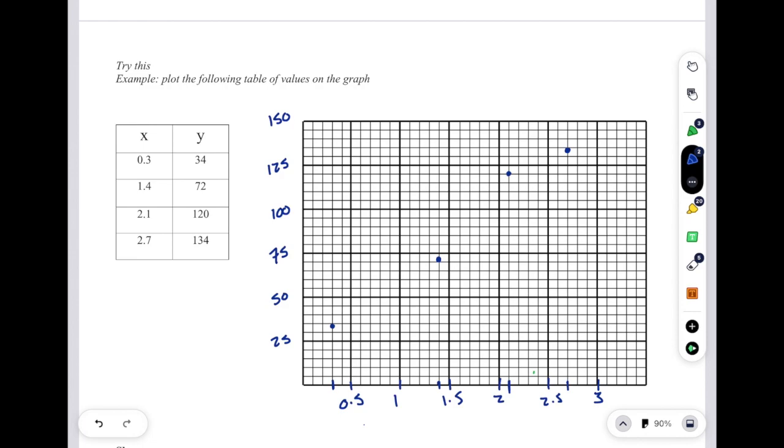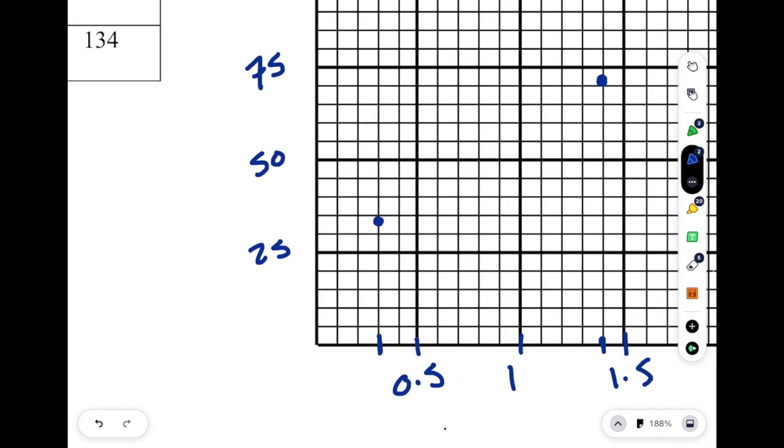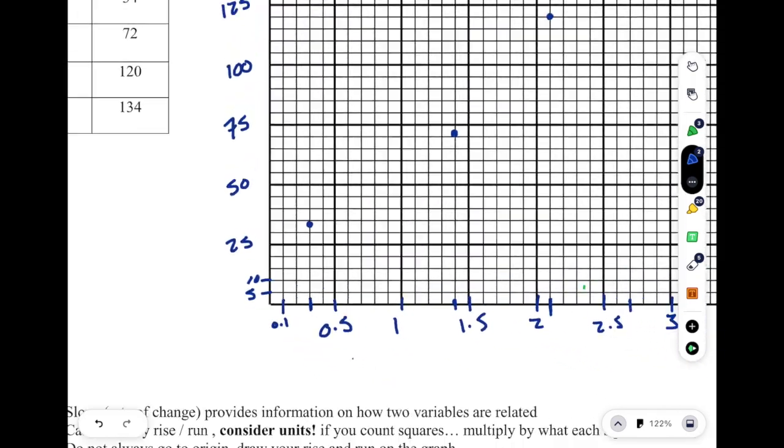Okay, so hopefully your point's looking similar to this. It doesn't have to be exactly spaced like mine was. I chose to go up by 0.5 for each thick line, which made each line 0.1 on the x-axis, and go up by 25s on the other side, which made each line 5. So 5, 10, 15, 20, 25. So it worked out pretty well for my graph.